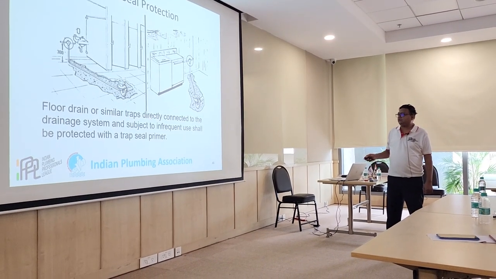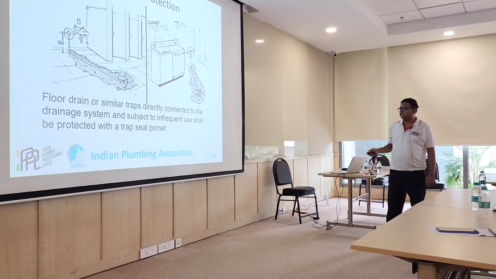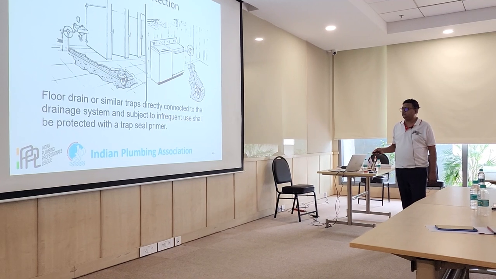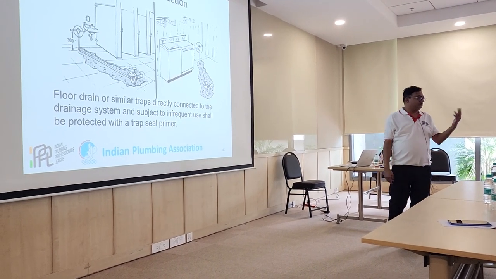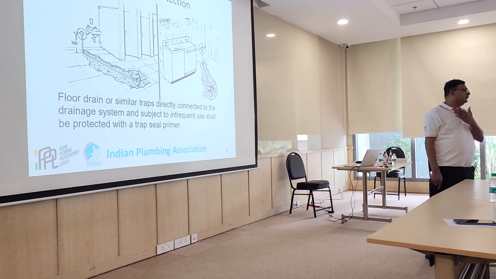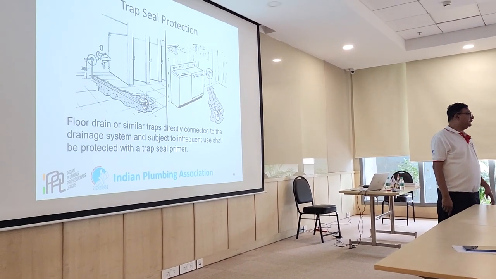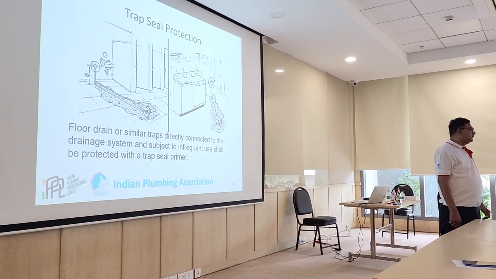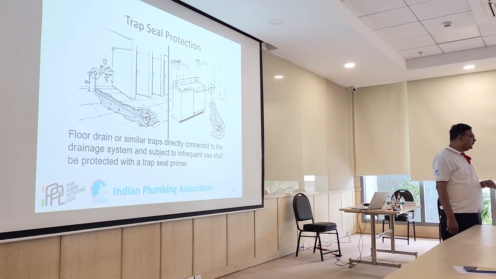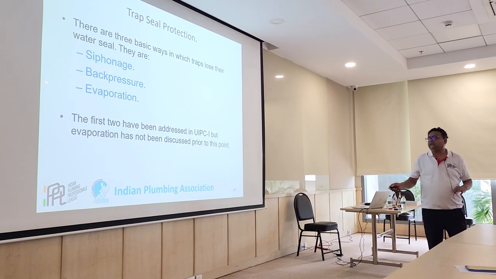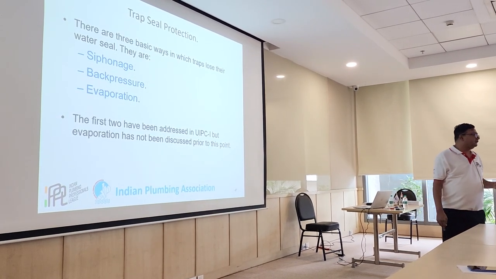Trap seal protection. A floor drain or similar trap directly connected to the drainage system and subject to infrequent use shall be protected with a trap seal primer. So why? What is the concept over here? You are not at home for 20 days. Okay? So what will happen? The third phenomenon will occur here. That is evaporation of the trap seal.